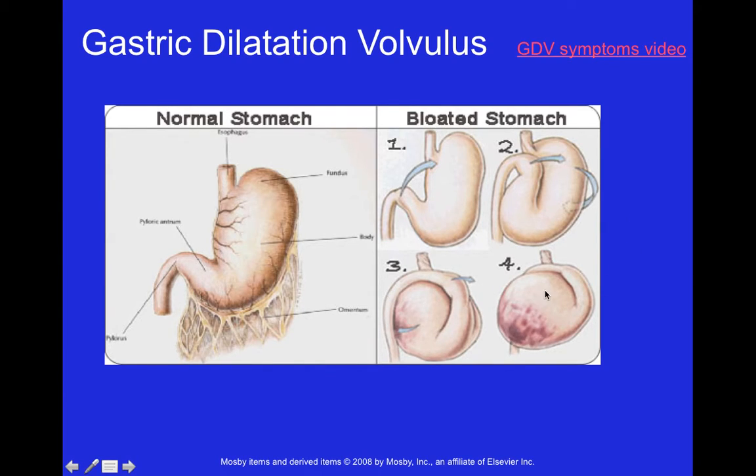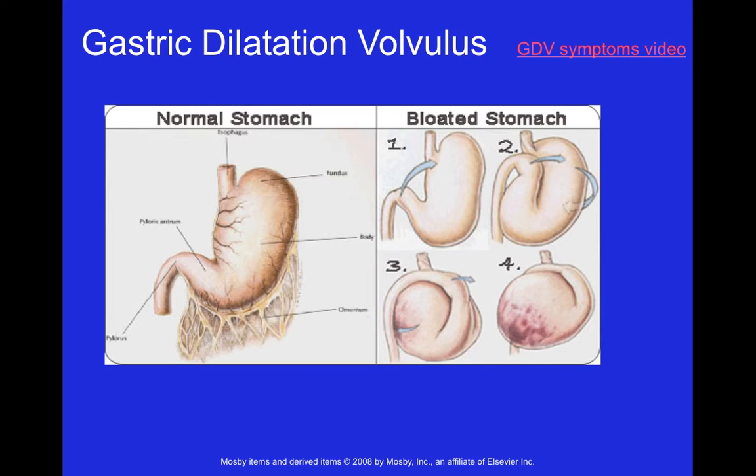Swinging hammock, and then it flips right over and twists on either end. So it's twisted right over. Now you have the pylorus almost cranial, and the cardiac region is cut off from circulation entirely. Okay, so this is a big problem. What's happening now is the stomach is extremely bloated, and the blood supply has been cut off.